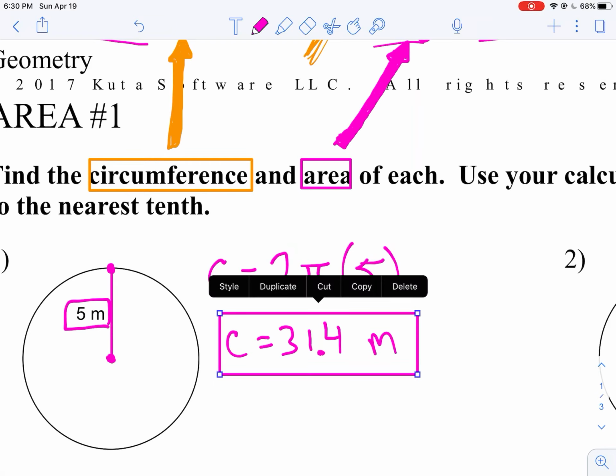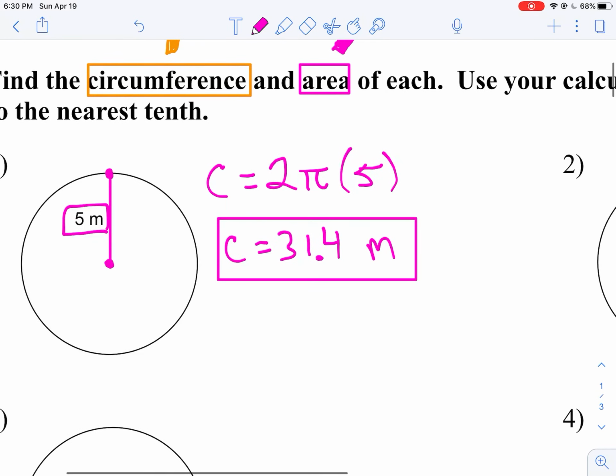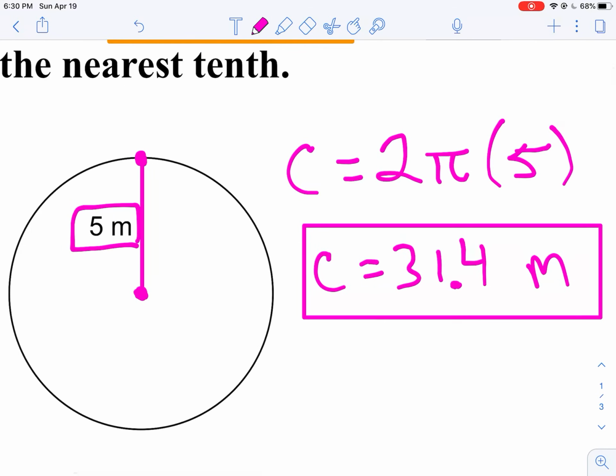All right, so there's my circumference, 31.4 meters. Remember what I told you guys about pi? How pi is always circumference divided by diameter in a true circle. What's the diameter of this circle? Well, if the radius is 5, that means the diameter would be another 5, so diameter would be 10.